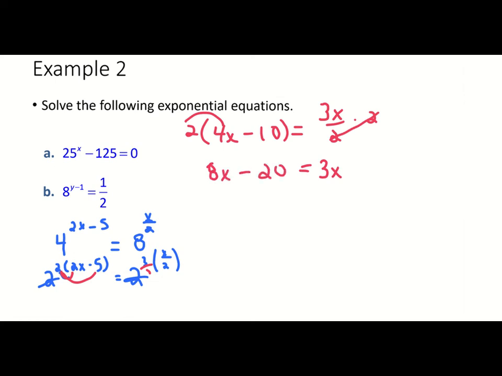And then let's just move the 8x over to combine our x's. So I get negative 20 equals negative 5x. Then I'll divide by negative 5. So I get x equals negative 20 divided by negative 5. It gives me a 4. So x equals 4. So sometimes they look really scary, but they're not that bad, I promise. And that is it for section 7.1.